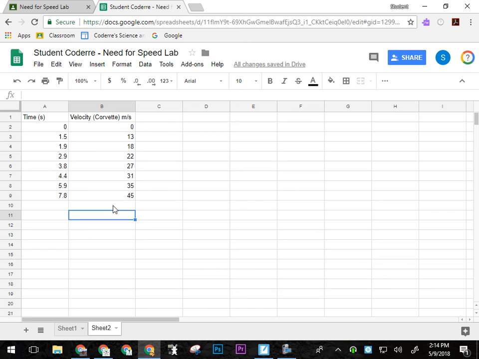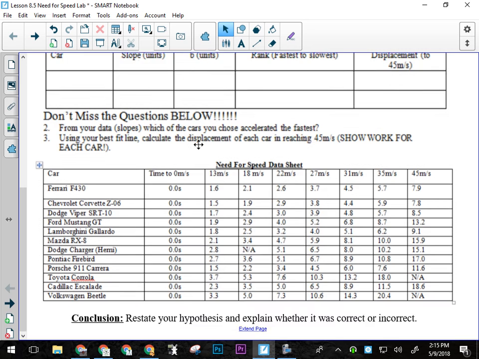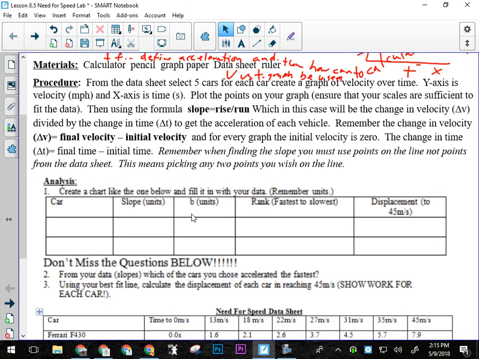Now I can make my next graph the same way I did the last time. All right, questions on how we're building the graphs? Okay, I'm going to go back to explaining the rest of the lab report here, because you can build those graphs in a minute.